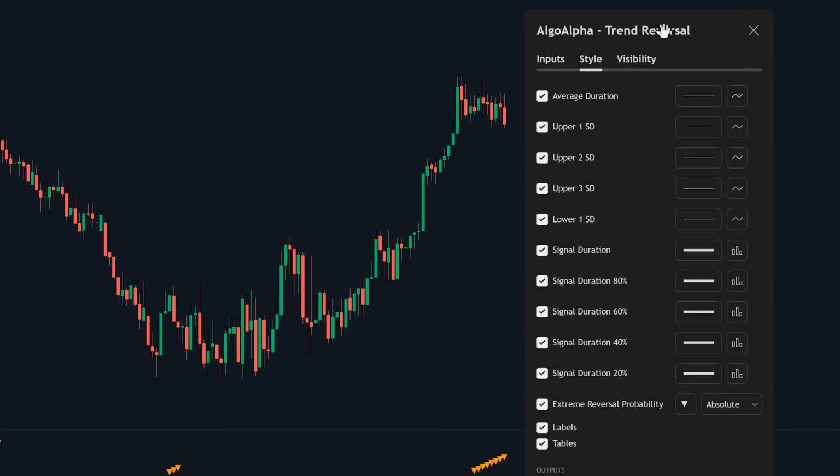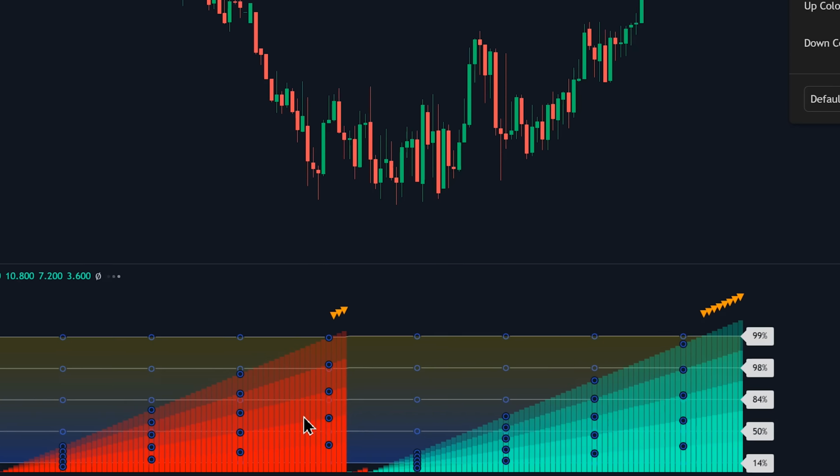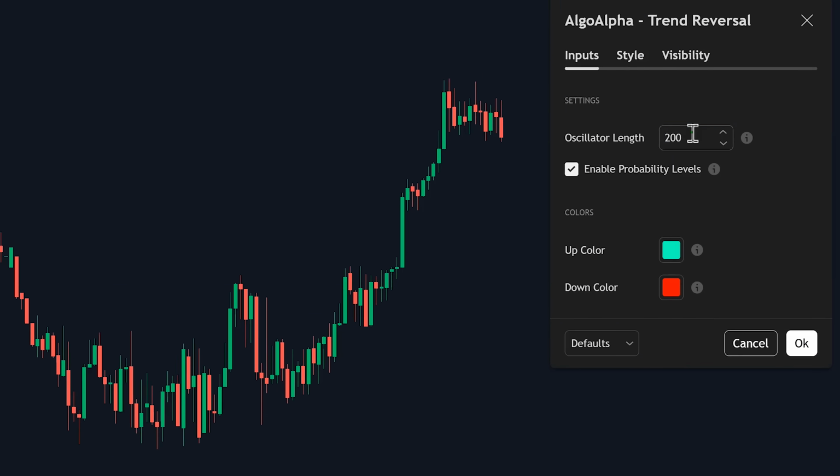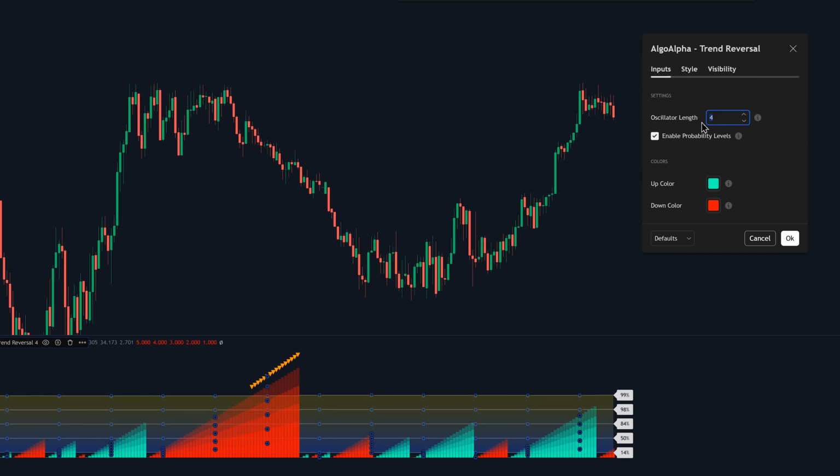First of all, we have the oscillator length with a default value of 20. This controls the length of the custom oscillator that the indicator uses to measure the strength of trends and reversals. A higher value is going to smooth out price fluctuations, making reversals less frequent but more reliable. A lower value is going to make the indicator react faster to price changes, increasing sensitivity, but can also increase false signals. So finding a balance between both worlds is recommended.